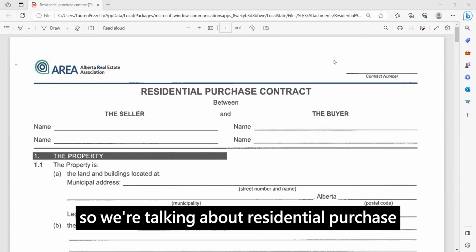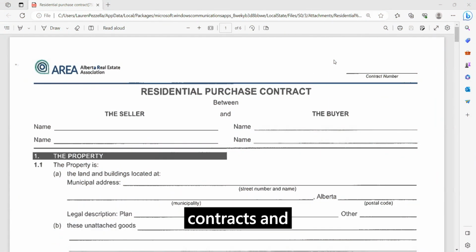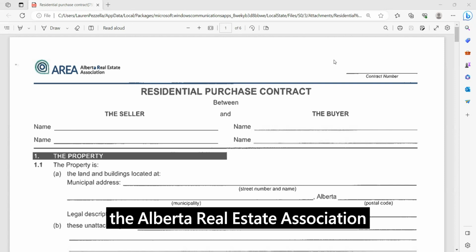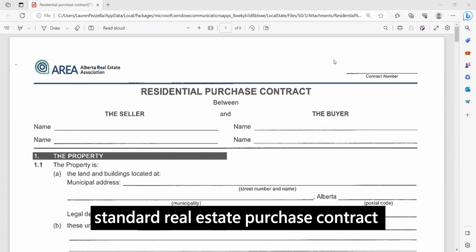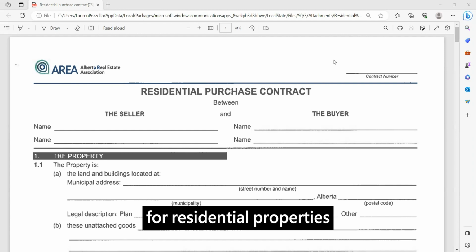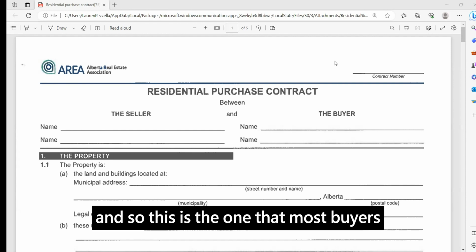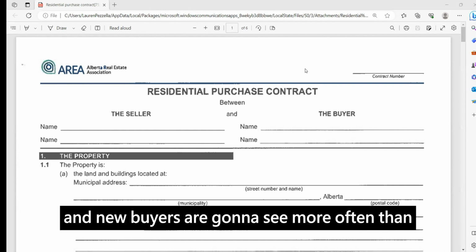So we're talking about residential purchase contracts, and the one that we have in front of us is the Alberta Real Estate Association's standard real estate purchase contract for residential properties. And this is the one that most buyers and new buyers are going to see more often than not.